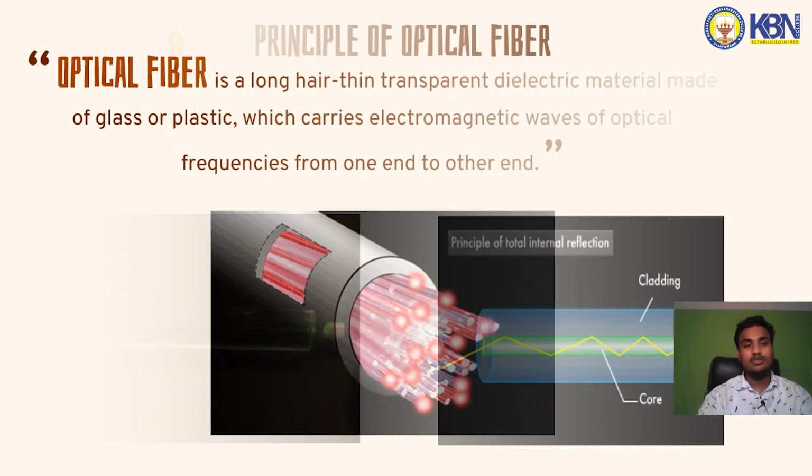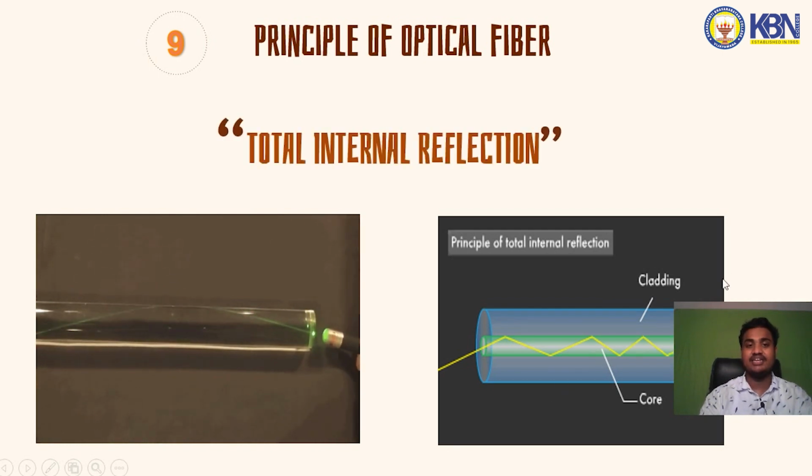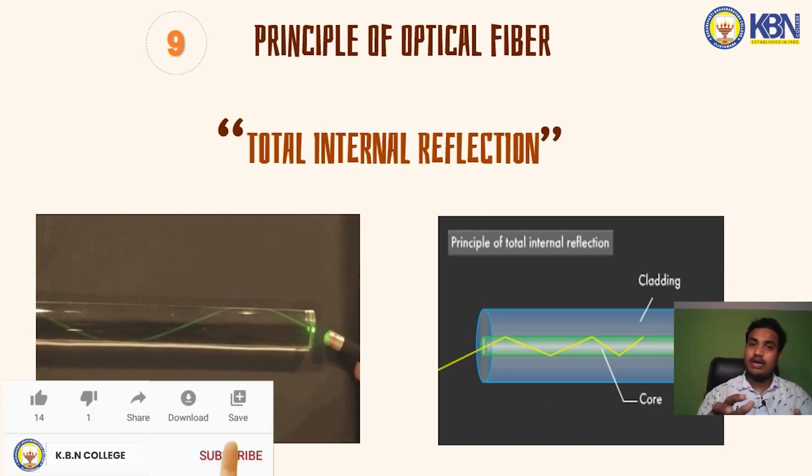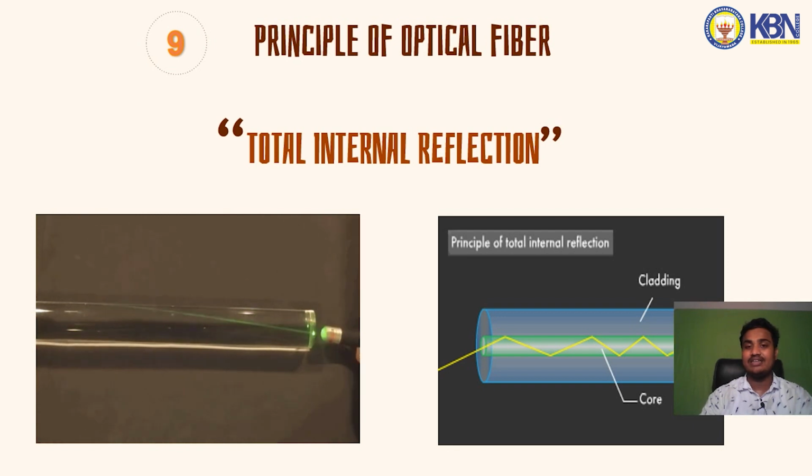Now coming to the principle involved in optical fiber, as you can see in this diagram, the principle involved in optical fibers is total internal reflection. Before getting into that, we should know about total internal reflection. When the angle of incidence is greater than the critical angle, the light ray does not enter from the denser medium into the rarer medium. It will reflect back into the denser medium. This phenomenon is known as total internal reflection. The optical fiber is made in such a way that the core has a higher refractive index as compared to the refractive index of the cladding.